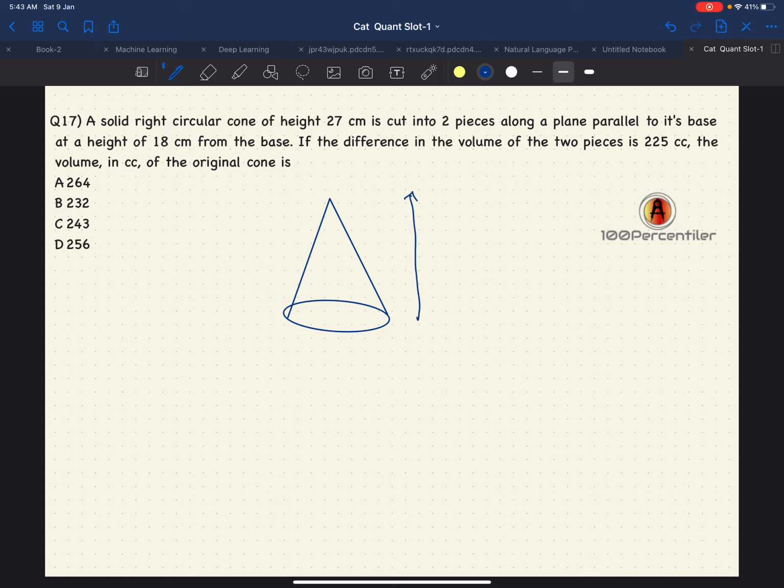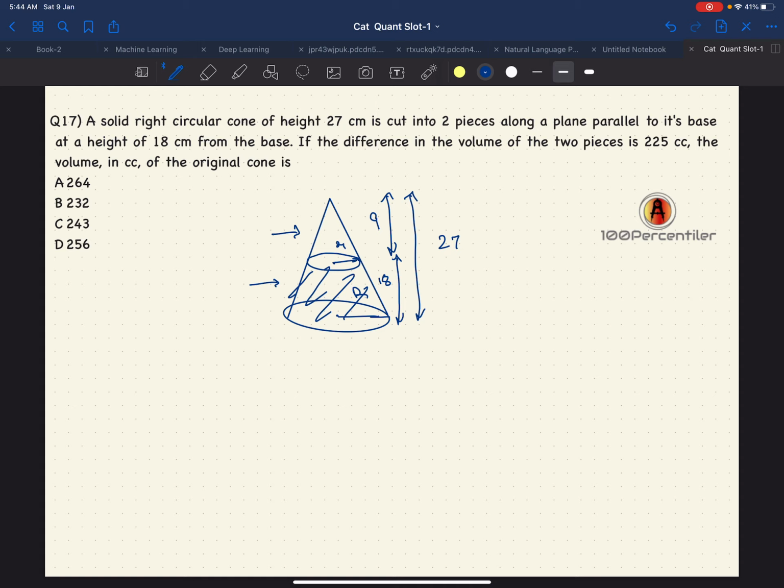And this is 27. It is cut into two pieces along a plane parallel to its base at a height of 18 centimeter from the base. So let's cut it here, and this is given out to be 18. So therefore obviously this is 9. Let's call this smaller and let's call this bigger. If the difference in the volume of the two pieces is 225, the two pieces here are this piece and this piece. The volume of the original cone we have to find.